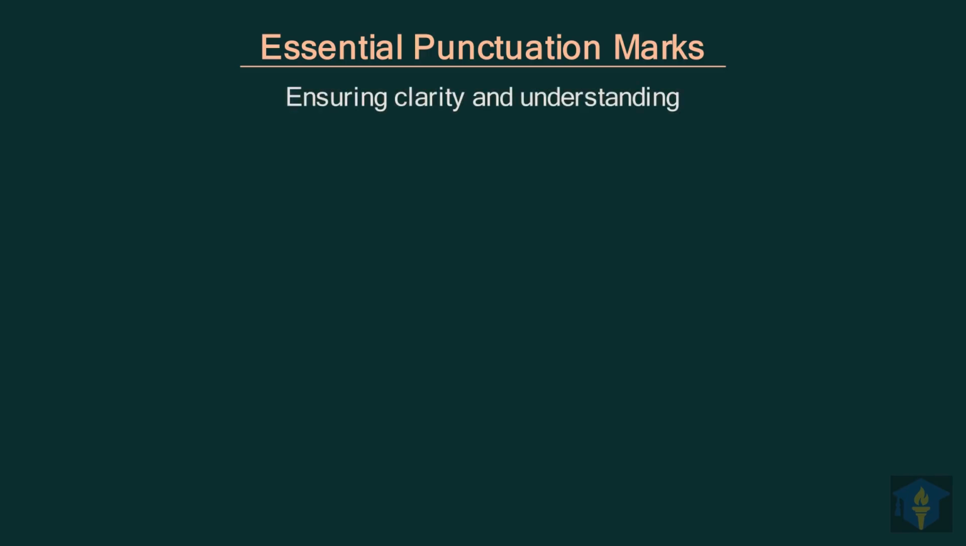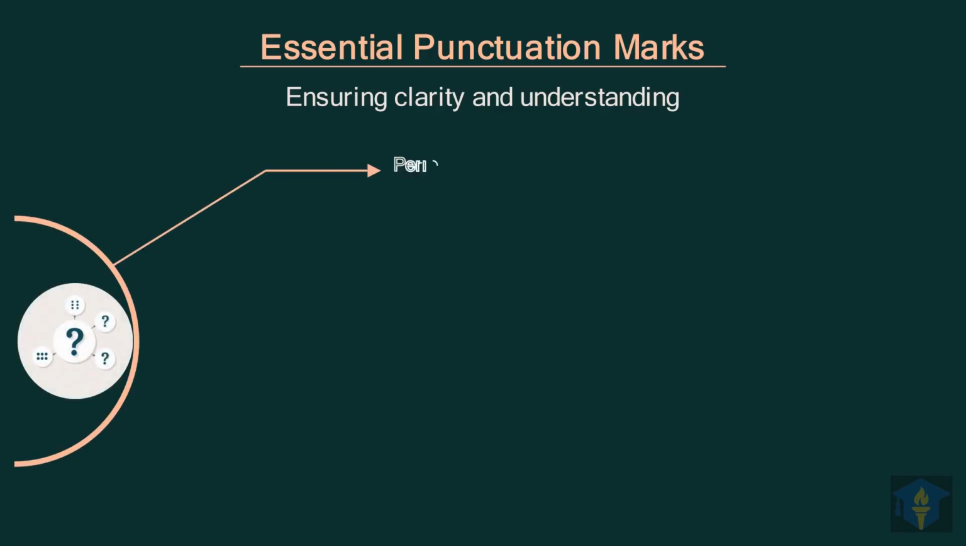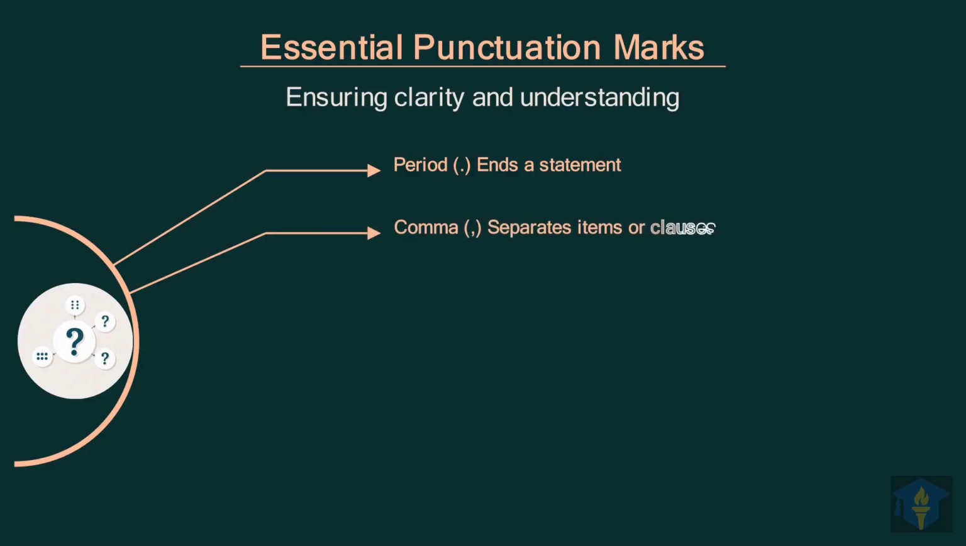Let's delve into the essential punctuation marks that are crucial for clear and effective writing. These marks are vital for ensuring clarity and understanding in everything you write. First, the period, denoted by a dot, simply ends a complete declarative statement. Next, the comma, a small curve, separates items in a list or different clauses in a sentence.